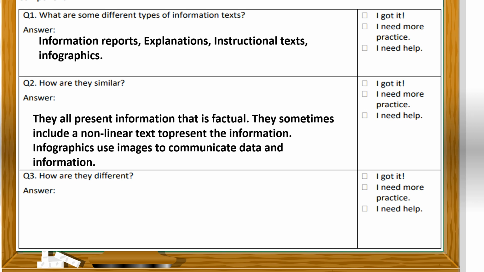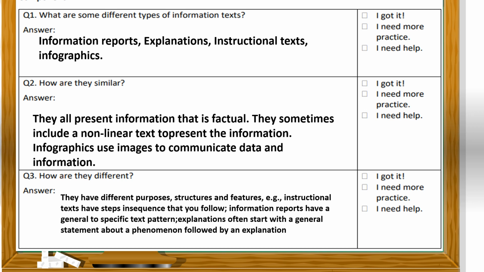How about question number 3? How are they different? Any idea? Yes, they are different in purpose, structure, and features. For example, instructional texts have steps in sequence that you follow. Information reports have a general to specific text pattern. Explanation often starts with a general statement about a phenomenon followed by an explanation.